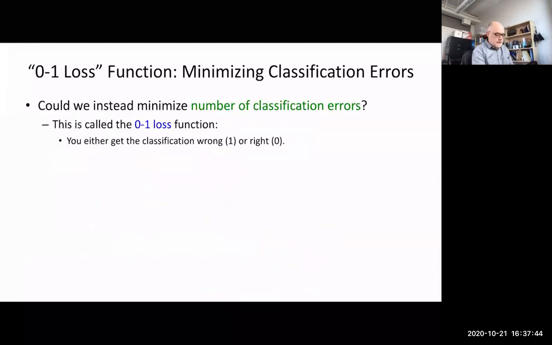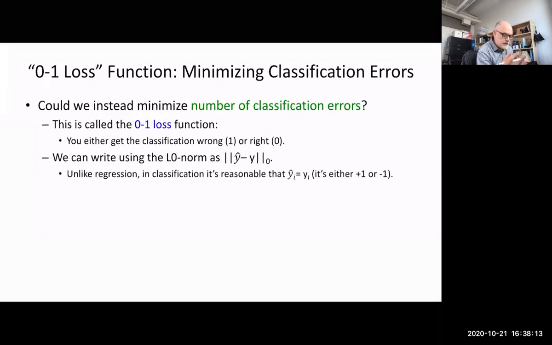So one thing that we might like to do is just minimize directly the number of classification errors. And this is called the 0-1 loss function. Right? You either get the classification wrong or right. You get zero error. Your loss function evaluates to 0 for all of the signs that match the true labels, and 1 for all of the signs that mismatch. Okay.